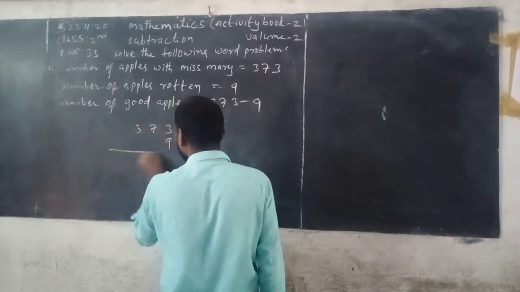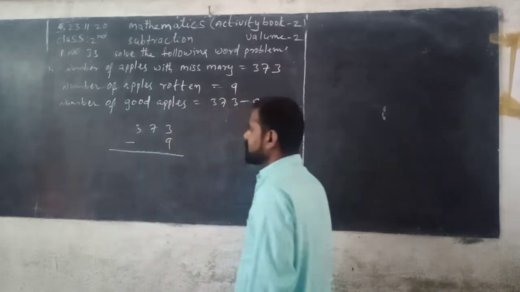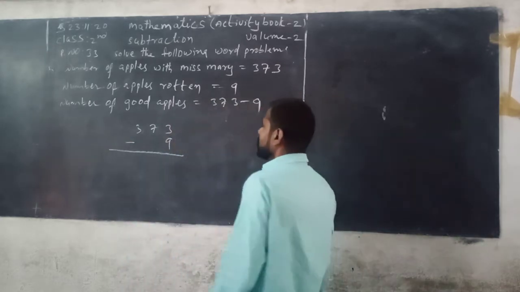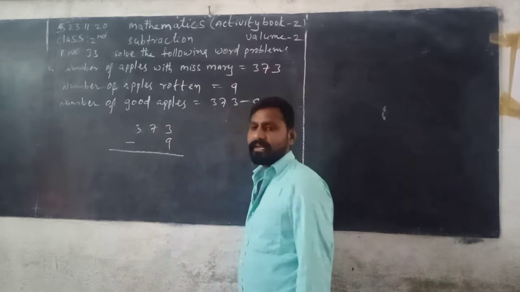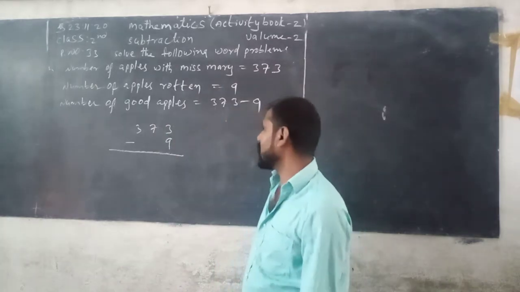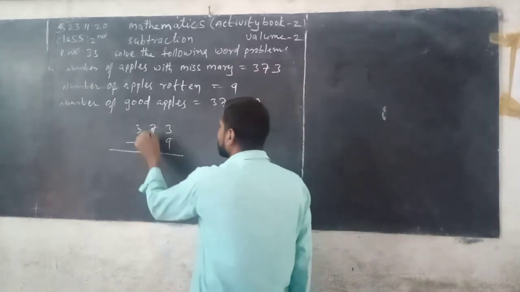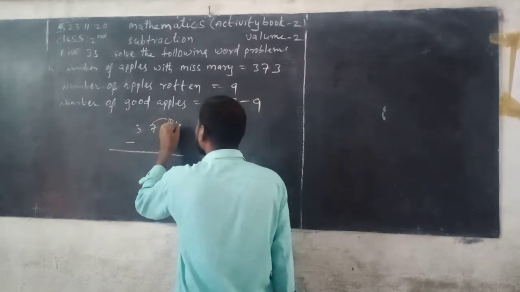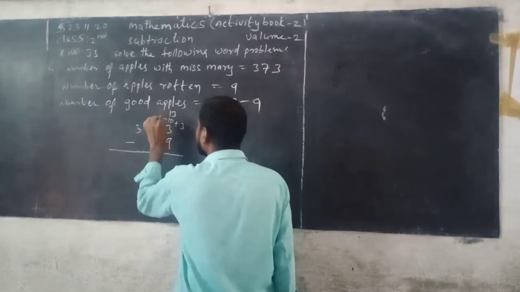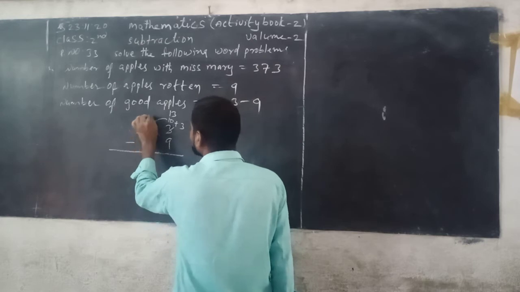373 minus 9. 9 write down below 3. See here, first 3 minus 9 possible, beta? Not possible, because 3 is less than 9. Take borrowing from 7. It can give 10. 10 is added to 3. 10 plus 3 you can get 13. Now 7 it can lose. 7 becomes 6.